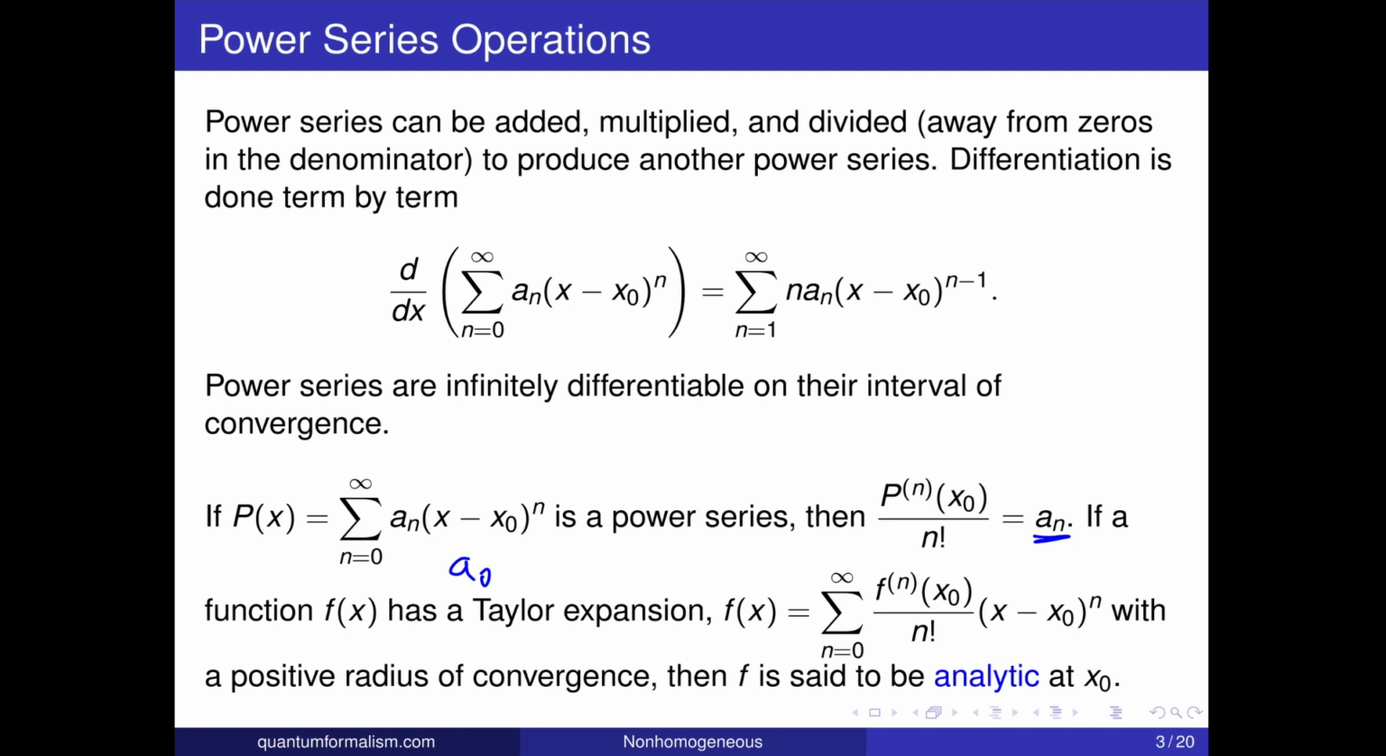Then the next term is a1 times x minus x0. If you take one derivative, you'll have an a1 there, and all the other terms will have powers of x minus x0. So if you plug in x0 again, those will all go away, and you'll just get a1. And then the next one would be like a2 times x minus x0 squared.